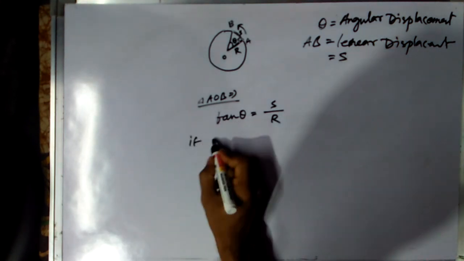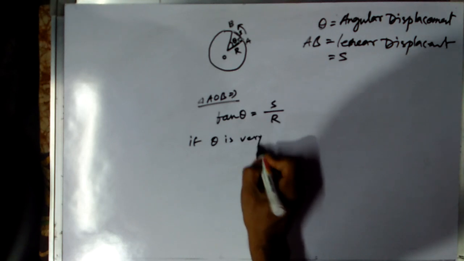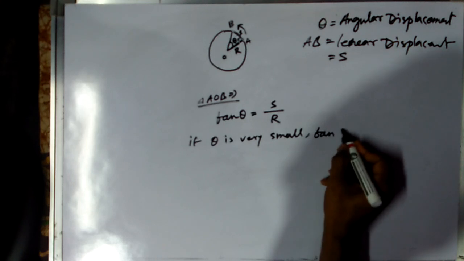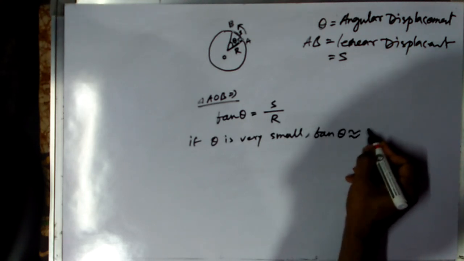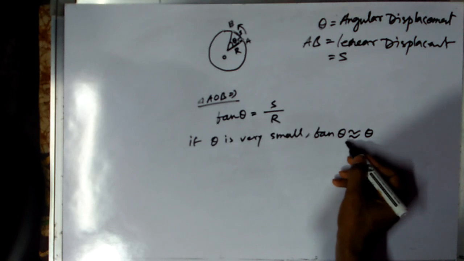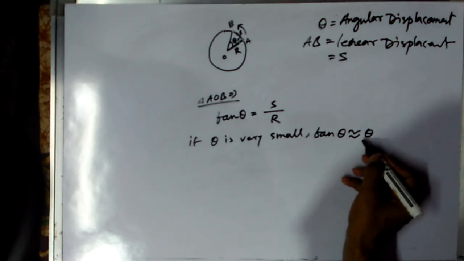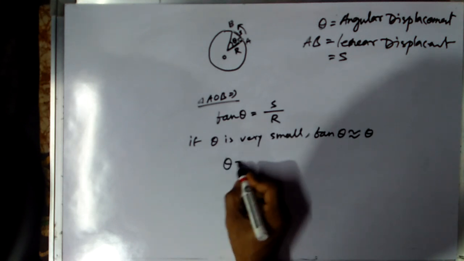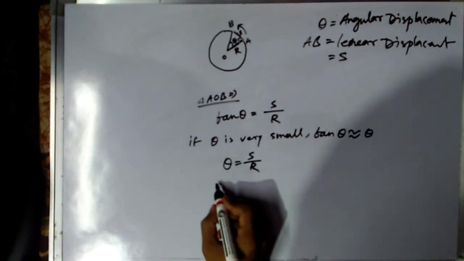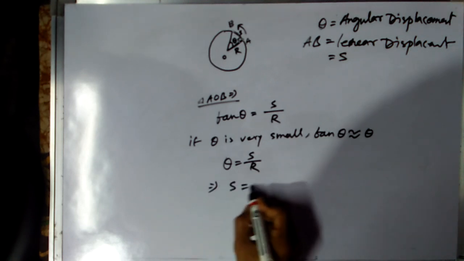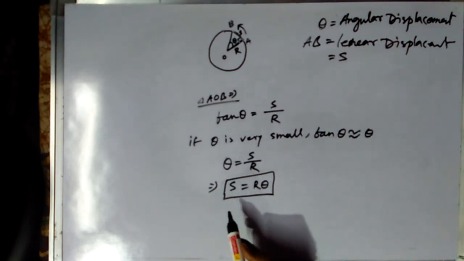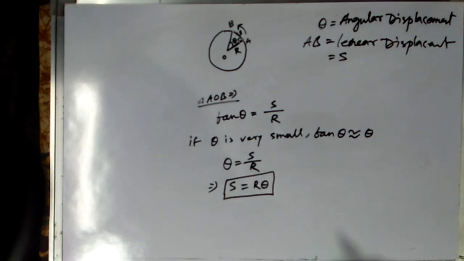Now if theta is very small, we can say that tan theta is approximately equal to theta. We'll discuss why tan theta is approximately equal to theta later. So we can write theta equals S by R. So here you will get S equals R theta. This is a very famous expression which tells you the relationship between linear displacement and angular displacement.